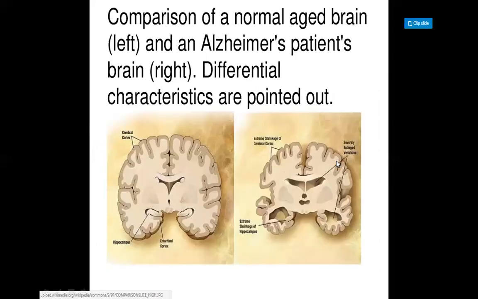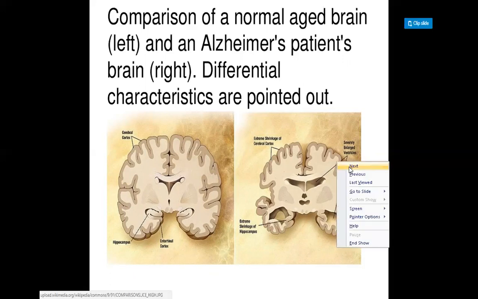Then this is a picture comparing a normal aged brain and an Alzheimer's patient brain. The differential characteristics are pointed out. In this we see severely enlarged ventricles in the brain. Means there will be some plaque formation occurring in the brain, so the patient has impairment in the function of the brain.